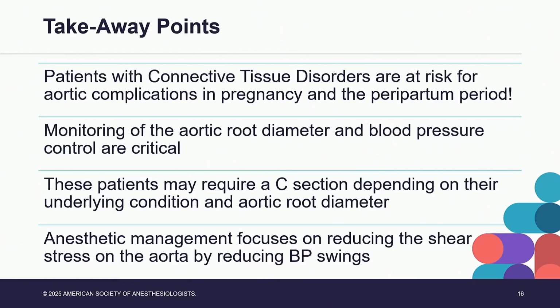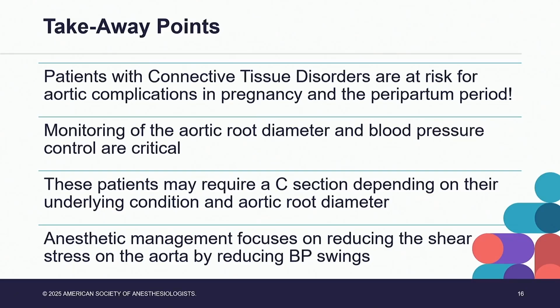So wrapping up, just some takeaway points. Patients with connective tissue disorders are most at risk for aortic complications in pregnancy and the peripartum period rather than actual cardiac heart failure complications. And monitoring of the aortic root diameter and blood pressure control are two of the best things you can do to help reduce their risk.